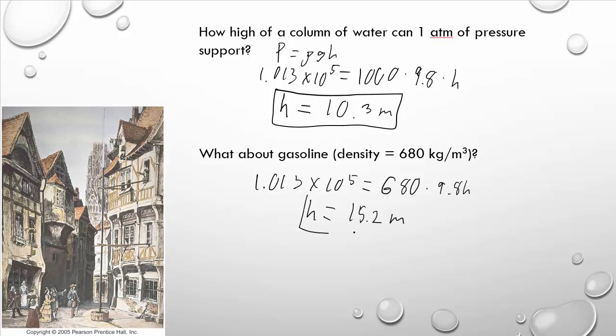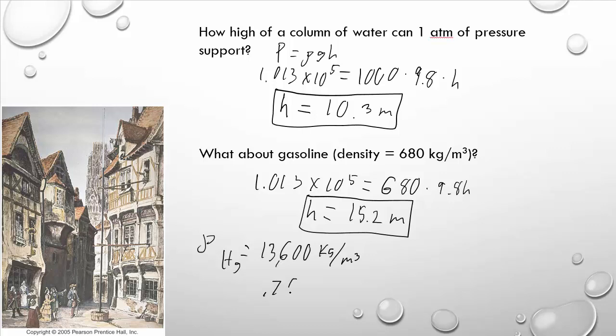So the point is, the less dense the fluid, the higher the column is going to be, because you're dividing by a smaller number. Now for mercury, the density of mercury is quite high. It is 13,600 kilograms per cubic meter. And so when you plug that in, that's when you get 0.76 meters. So using a dense fluid makes for an easier design of a barometer where it can be less than a meter high.